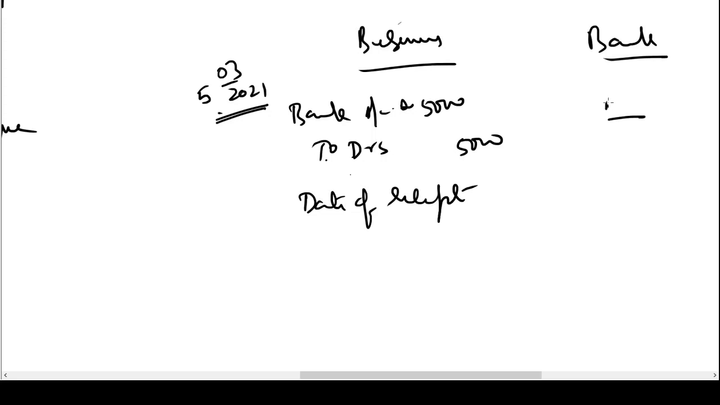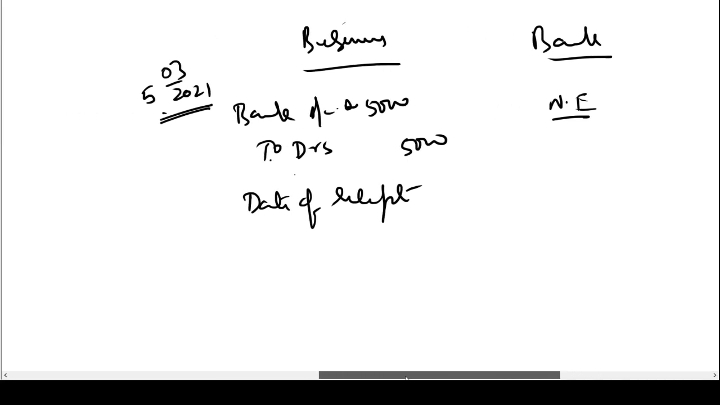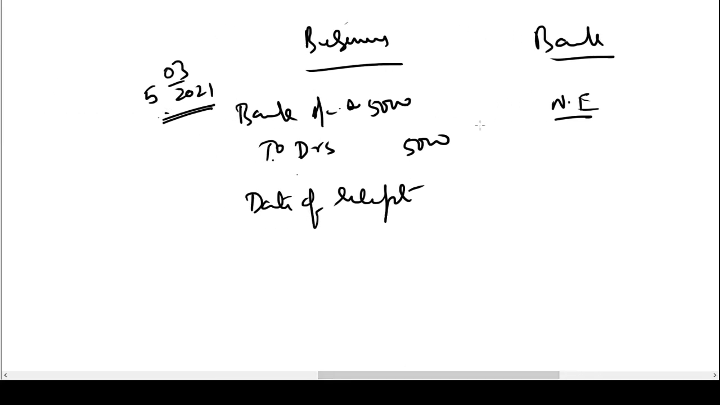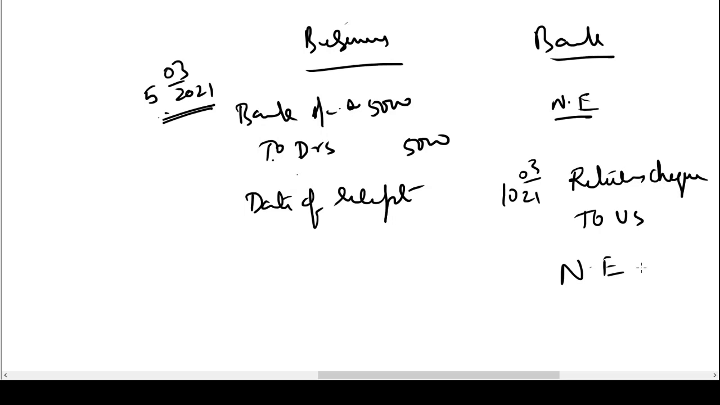There will be no entry in the books of the bank. Bank will record the entry only when we deposit the check and when the money is collected. Let us say on 5th March itself I have deposited the check, and on 10th March bank says the check has not been collected, there is no money in the account of the issuer of the check. So on 10th March the bank will return the check to us, and there will be no entry in the books of the bank.